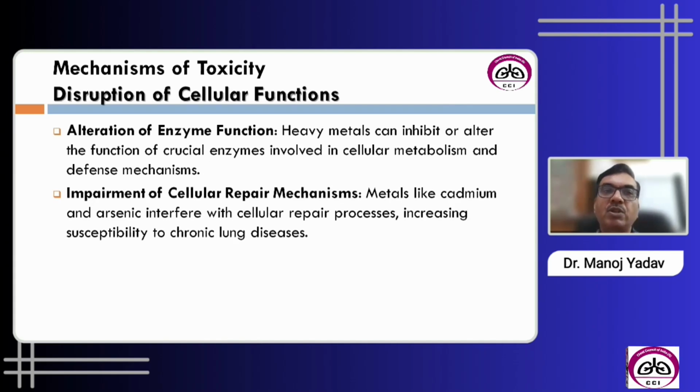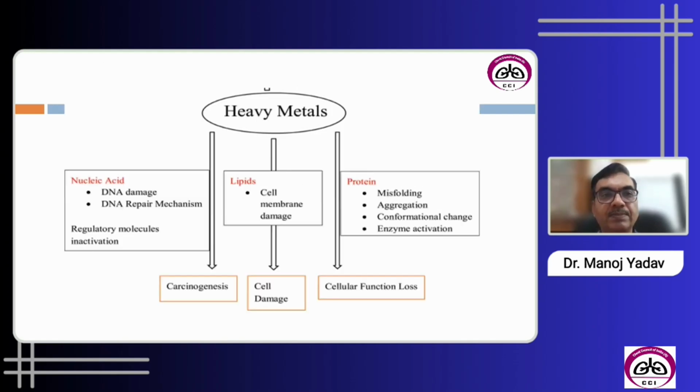Then we have toxicity because of disruption of cellular functions. There is alteration of enzyme functions. The heavy metals can inhibit or alter the function of crucial enzymes involved in cellular metabolism and defense mechanisms. Then the cellular functions can be disrupted by impairment of cellular repair mechanisms. So metals like cadmium and arsenic interfere with cellular repair processes, increasing susceptibility to chronic lung disease.